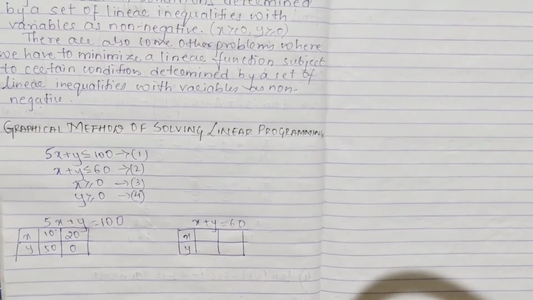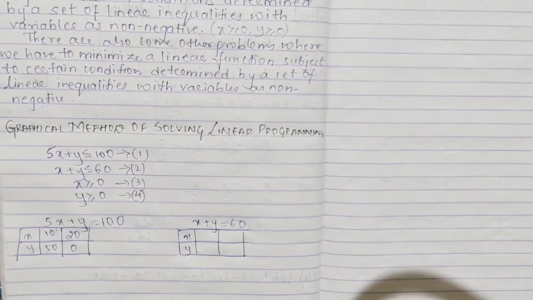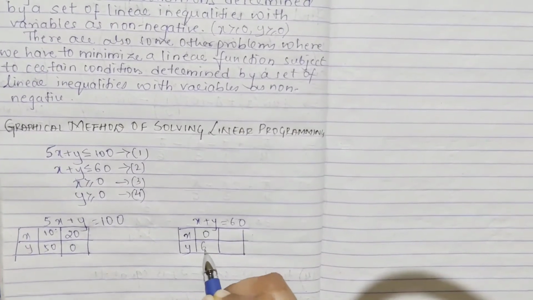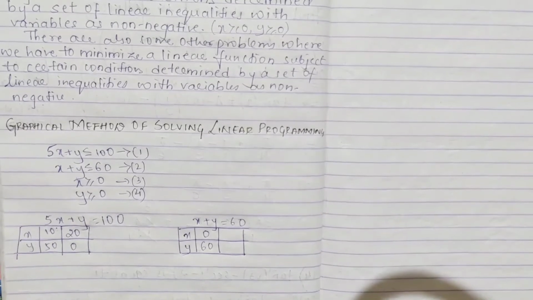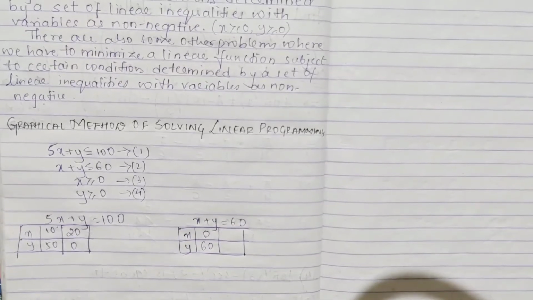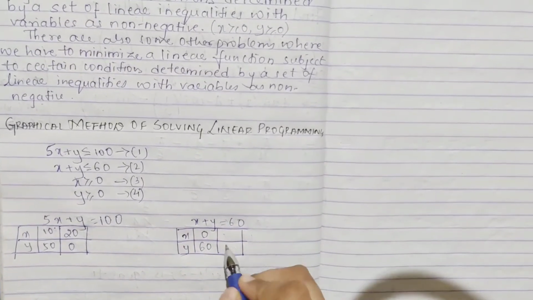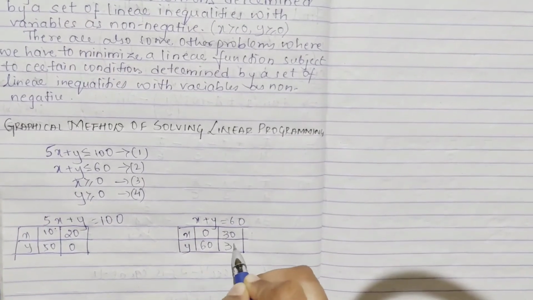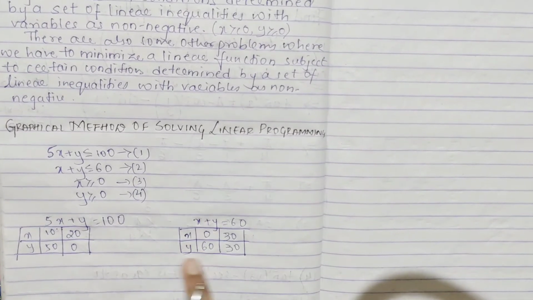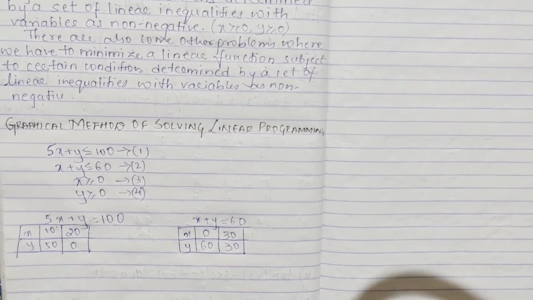Now here also, when x is 0, y I get 60. Then one more point, what will I take? When x is 30, y is 30. Okay, so that I get a graph here, and in your graph book and all, it will be okay.